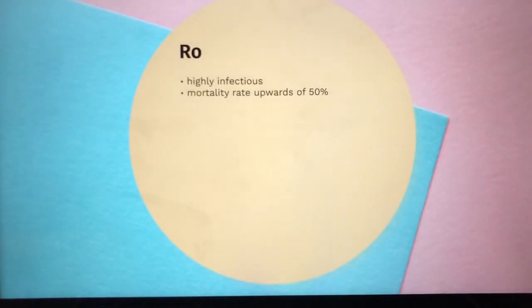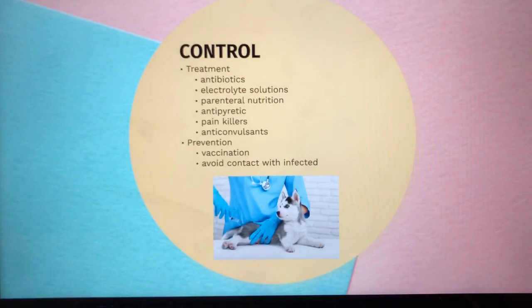And then I couldn't find a specific R0, but I do want to note, like I said before, this is highly infectious and it has a mortality rate of upwards of 50%, though it is more common in pups because they haven't built up that immunity yet. So it's super important, as I will get to now, to get your dogs vaccinated. If you are getting a puppy, make sure they get those vaccinations. If you're getting a dog that is more grown up, make sure you check that they have those vaccinations.